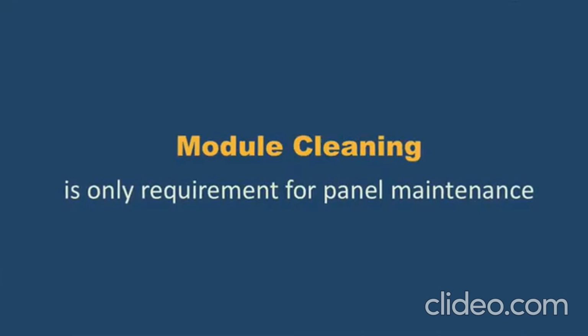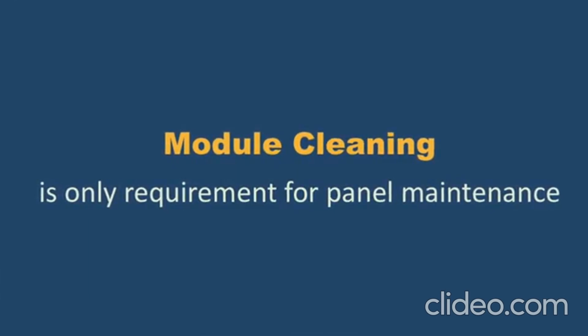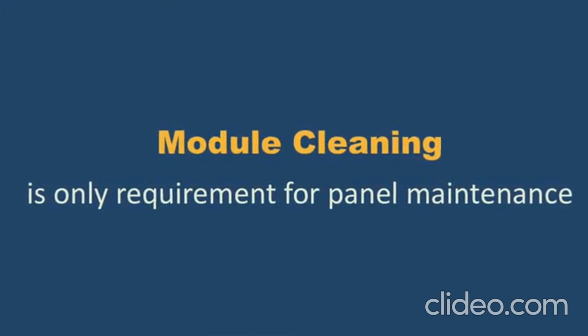The only thing is, if there is dust in the atmosphere in the area we are living in, depending on how much dust there is, you need to clean it, because if the dust is there, less light will go into the module, and because less light is going in, less power will be produced. So make sure that you are doing regular cleaning. That is the only thing that you require to maintain the module.